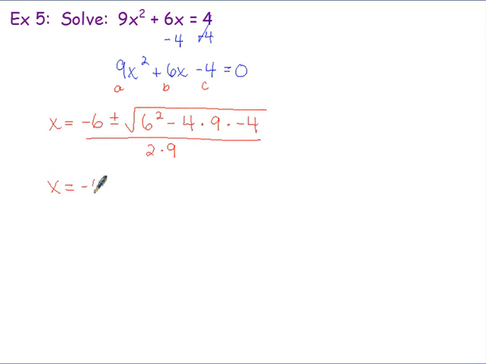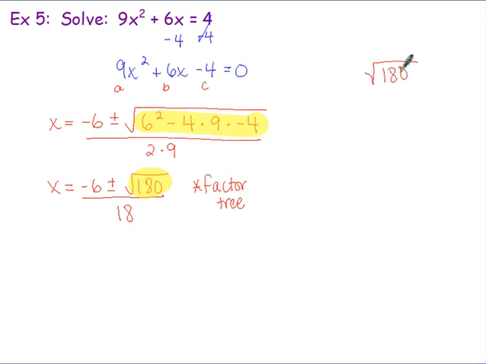Then you should have kept the negative 6 and the plus or minus and the square root, and you should have typed all of that in your calculator and gotten 180. And 2 times 9 is 18. Now, if you tested this part in your calculator, you got a decimal. So hopefully you knew that this was a factor tree problem. And you came over here and you did the square root of 180.